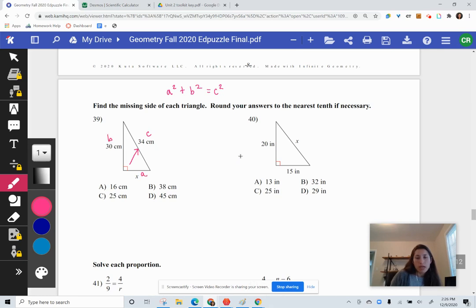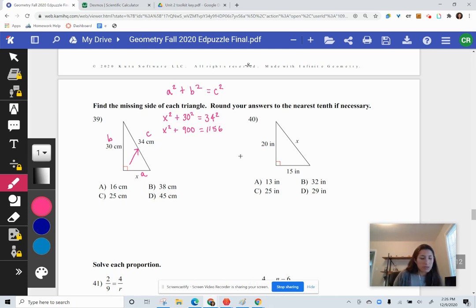So now instead of a squared, we're going to replace it with x squared. b squared, we're going to replace with 30 squared. And c squared, we're going to replace with 34 squared. So now you just actually have to multiply these out. So 30 squared, that is 900. 34 times 34, or 34 squared, that is 1,156.